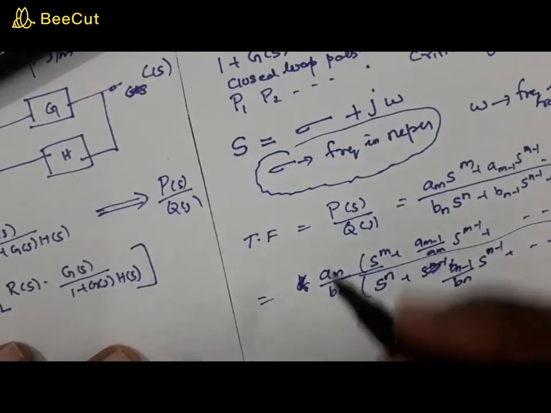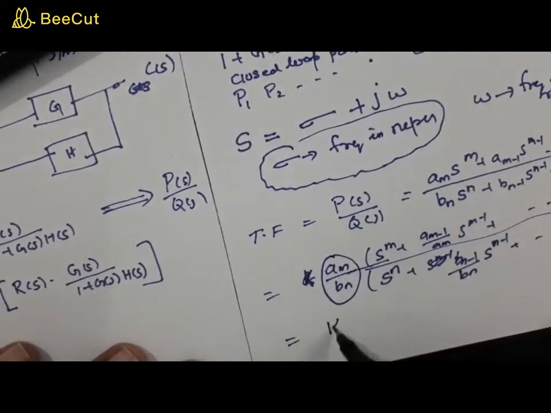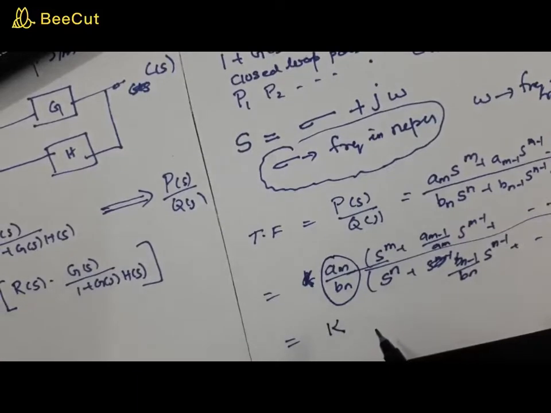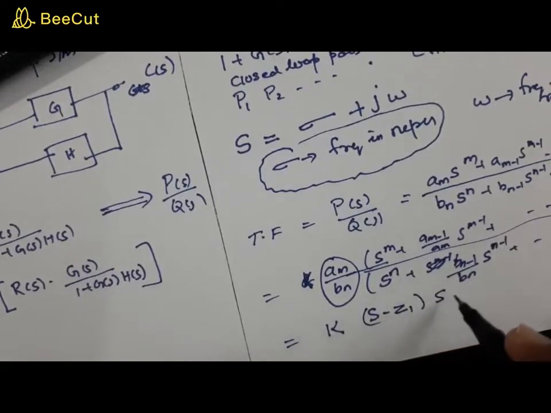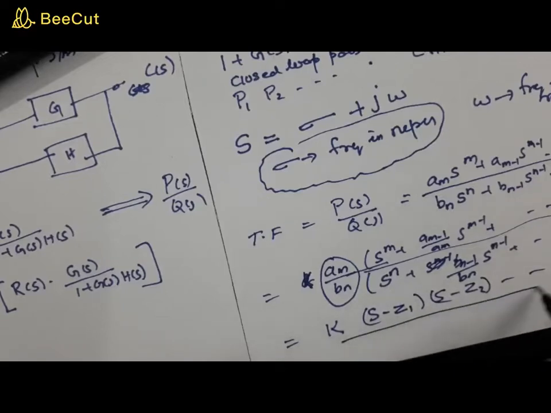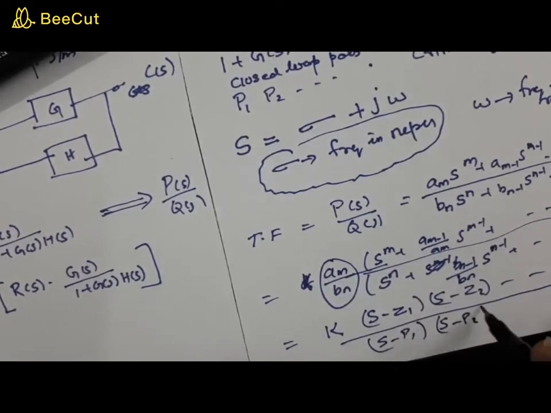Here am by bn can be written as K, which is called the scale factor. So this is K into s minus z1 into s minus z2, etc., divided by s minus p1 into s minus p2, etc.